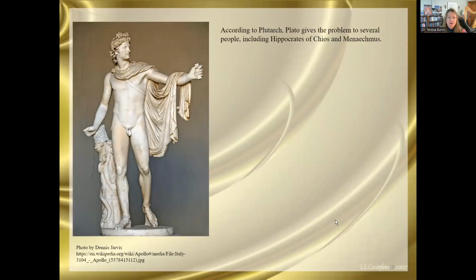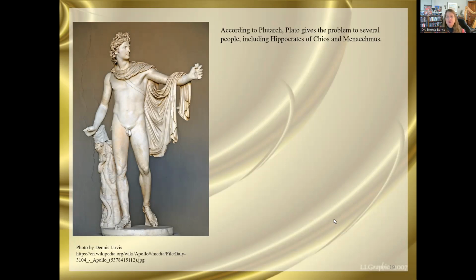So then Plato calls in some of the best minds. He gives the problem to several people, including Hippocrates of Chios. That's not the same Hippocrates as the one associated with medicine, by the way. It's a different Hippocrates who writes a book called Elements, which is the first Elements, and it's before Euclid's Elements, which comes like 100 years later.